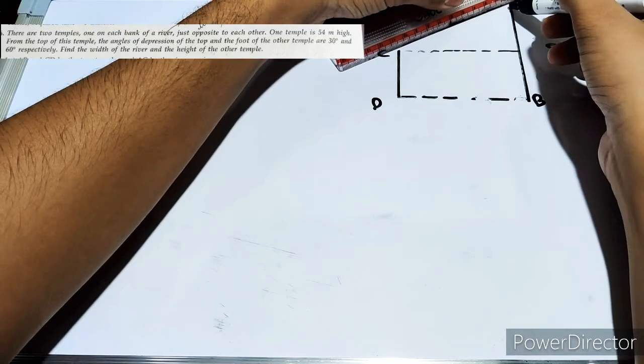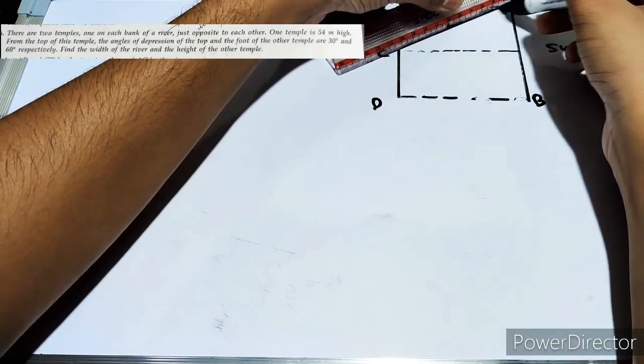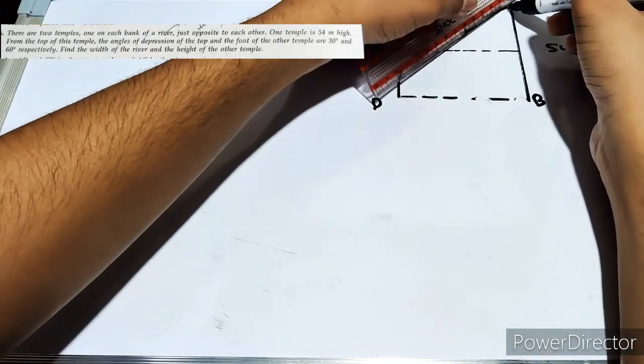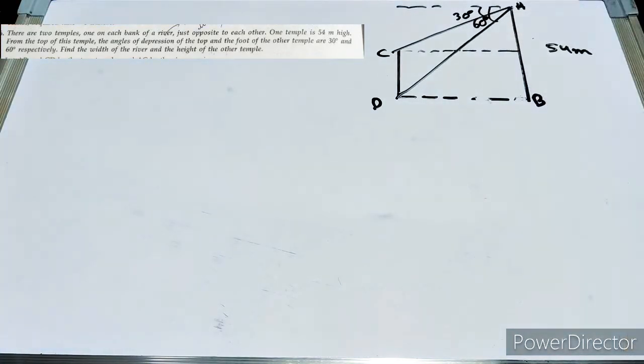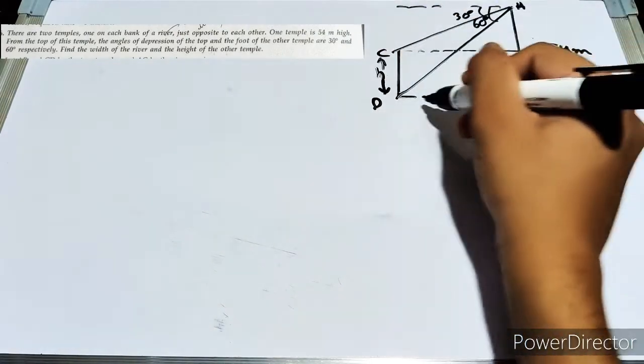that this angle of depression is 30 degree and this angle of depression is 60 degree. Okay, they have given us in the question. Now see what they have asked. Find the width of the river and the height of the other temple. So let us assume the height of the temple to be h, and width to be w.